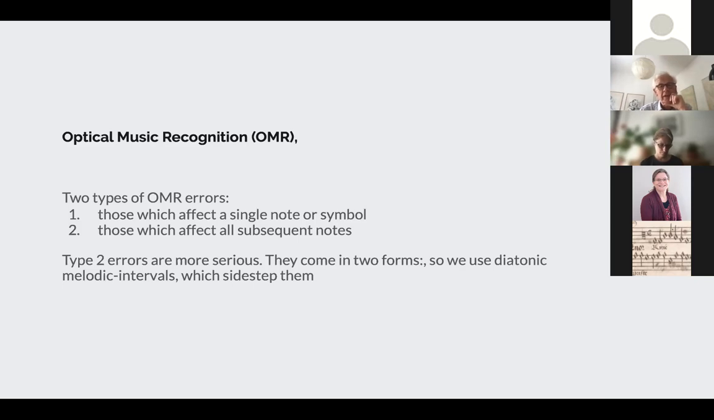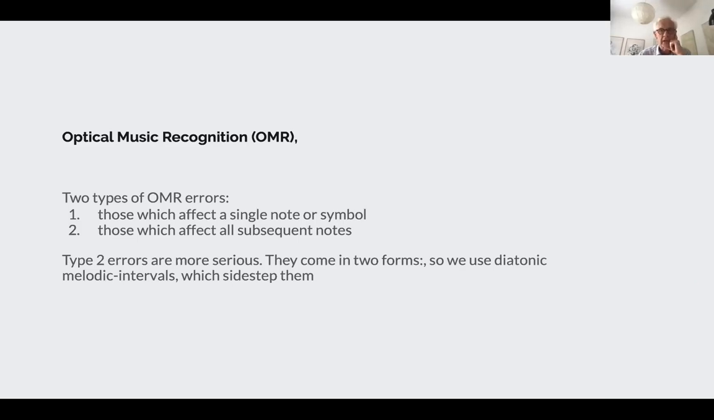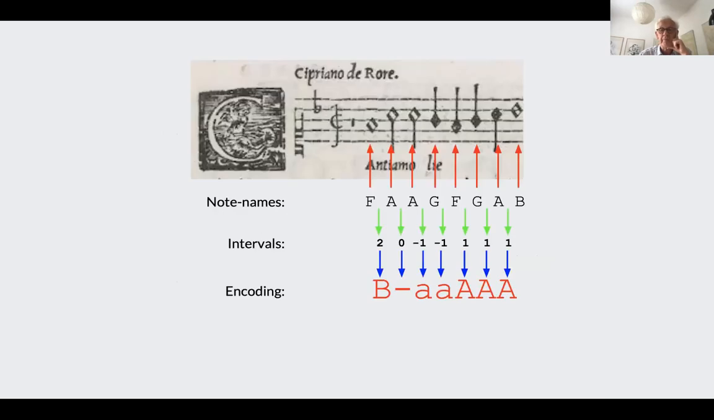Just to get over this, we do two things in one. We ignore rhythm because the other problem that can happen is that a time signature or mensuration sign gets recognized incorrectly, which means this can throw out subsequent rhythmic relations. And we also just use diatonic information. So we talk about pitch steps in diatonic terms.